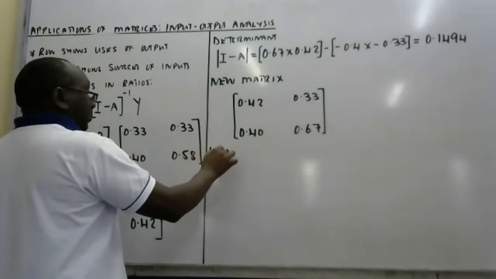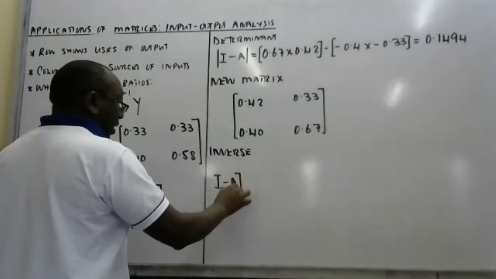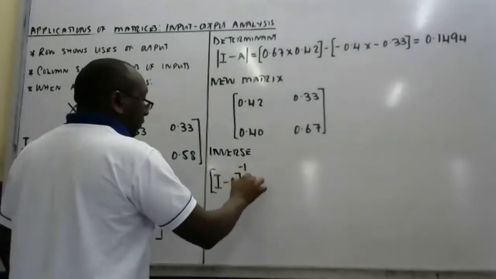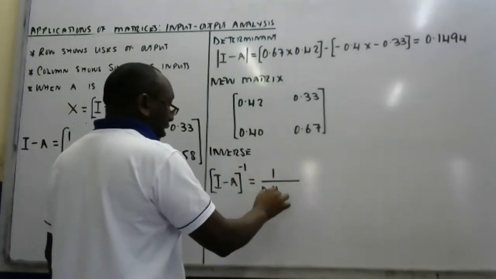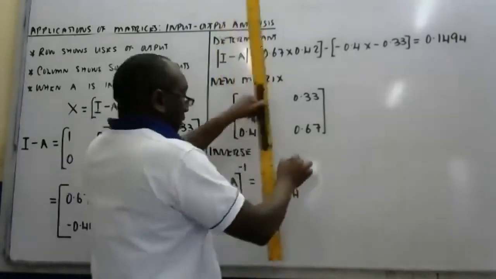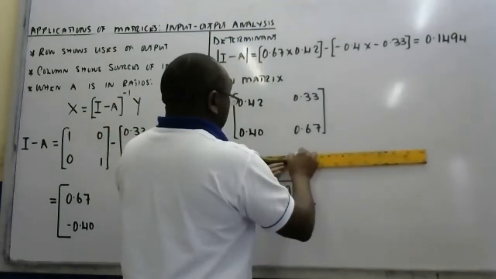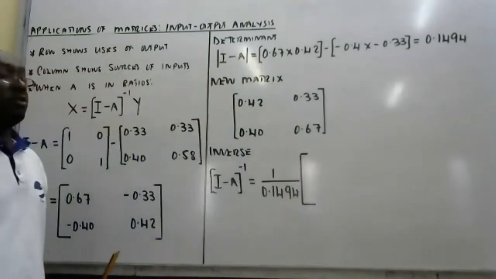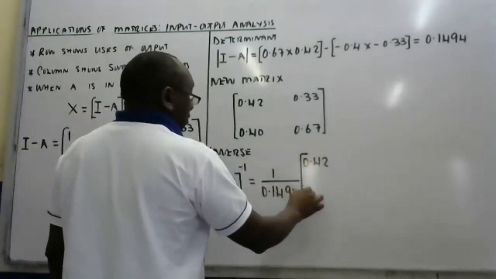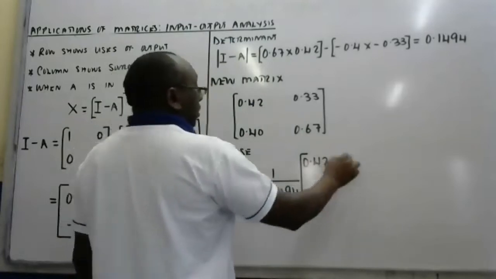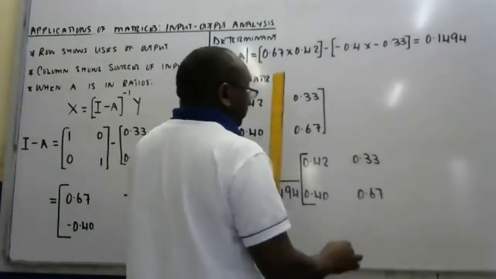Then the inverse. That is I minus A inverse. It is given as 1 out of the determinant, 0.1494, multiplied by the new matrix. The new matrix is 0.42, 0.40, 0.33, 0.67.